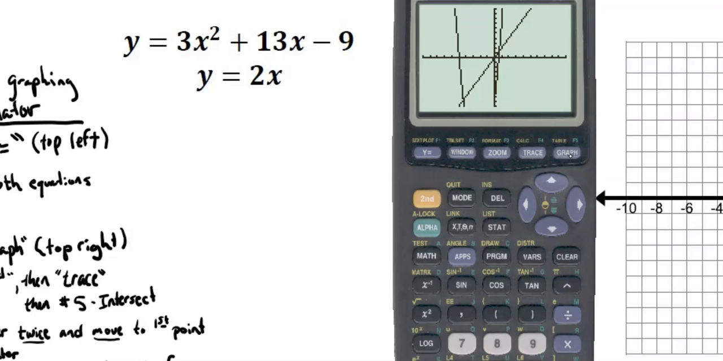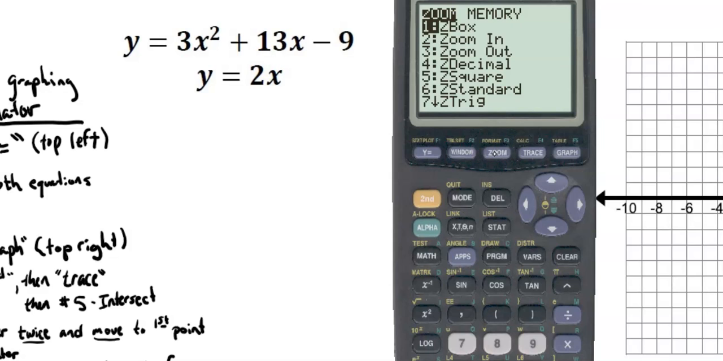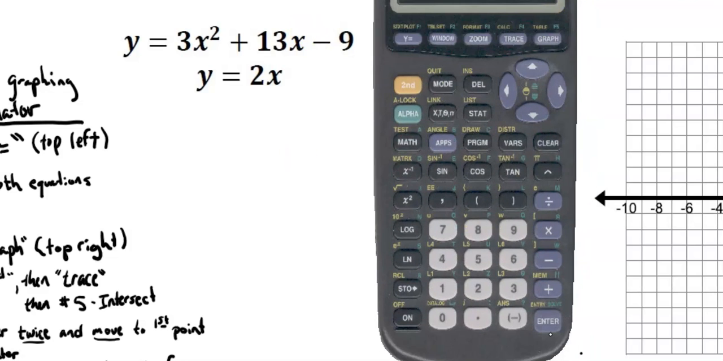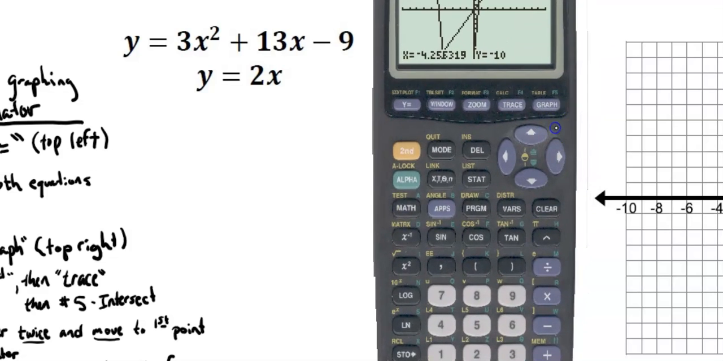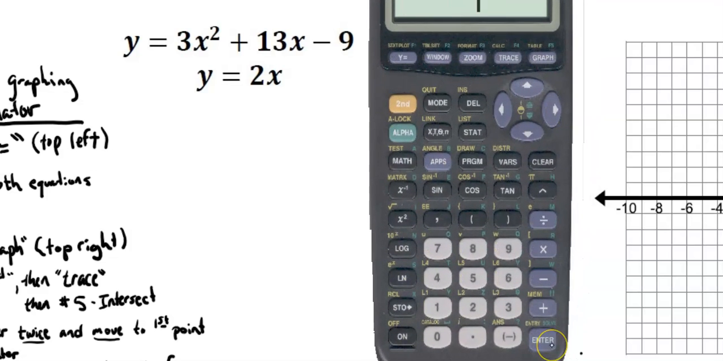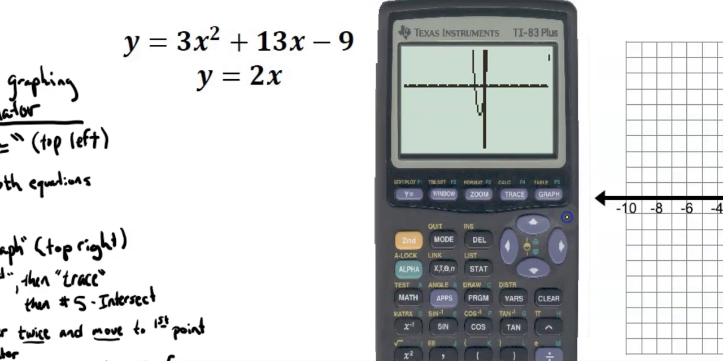Here we can see the diagonal line that goes from the lower left up to the top right. And then the two lines that cross through it are actually part of a parabola. If you zoom out, you hit the zoom button, and then number 3 for zoom out. There you can see a little better what's happening. You can see the parabola as it dips down and the other line that crosses through it.